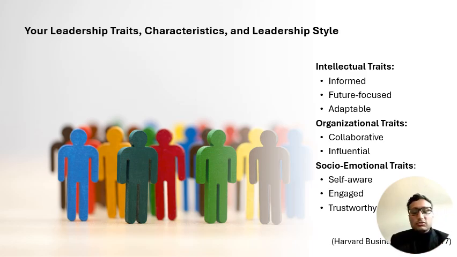While talking about the social emotional trait, the leaders have to be self-aware. They have to reflect on their actions and their impact on others, and be aware of each and every task. Engaged. Leaders have to be engaged with their staff and workplace, listening actively to their staff and understanding team needs. Trustworthy. Leaders have to be committed to their word towards their staff and towards their organization.